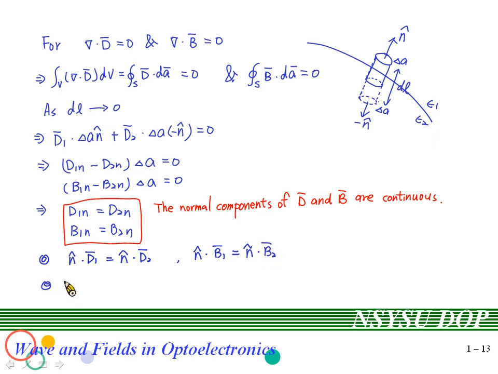Besides, if we have the surface charge density rho s, then we have to modify this equation as n hat dot (D1 minus D2) will be rho s. So these are the normal boundary conditions for the EM field. So please keep these four equations in mind. These are very important boundary conditions for EM waves at a dielectric interface.